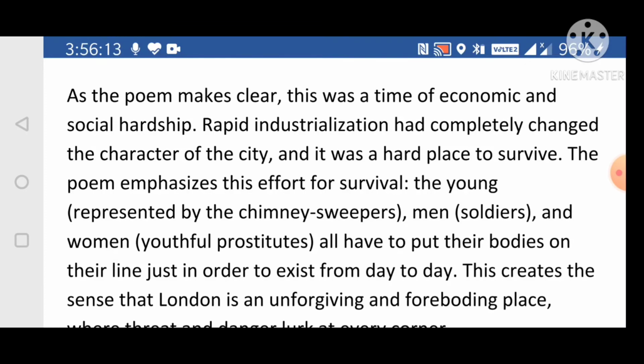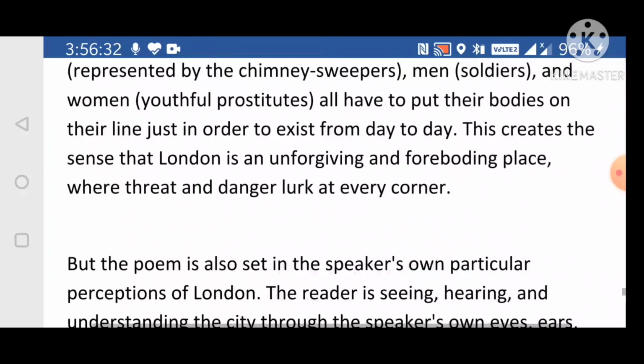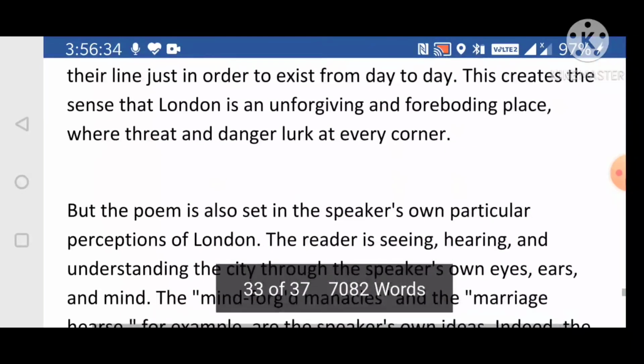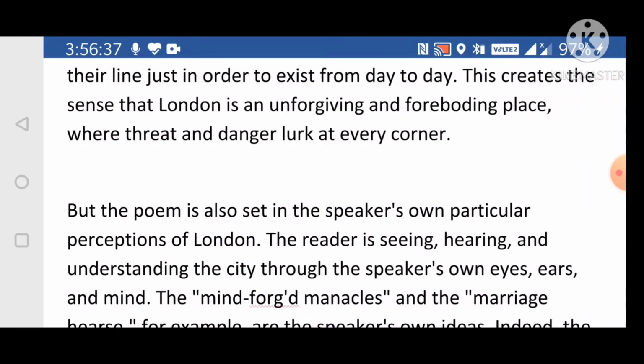The young, represented by the chimney sweepers, men, the soldiers, and women, the youthful prostitutes, all have to put their bodies on the line just in order to exist from day to day. Put their bodies on the line means to sell their bodies, in other words, to work hard till they fall dead. This creates the sense that London is an unforgiving and foreboding place where threat and danger lurk at every corner.